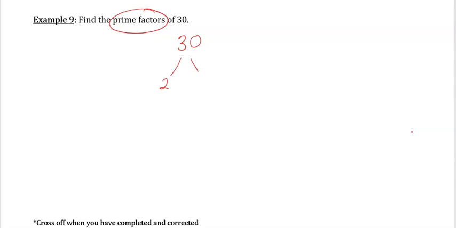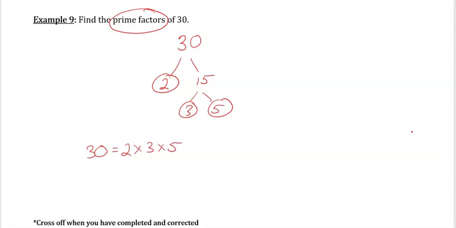I know that 2 times 15 gives me 30. So I have the factors of 2 and 15. Now 2 is a prime number, so that's pretty cool. I know that I'm not going to have to do anything with that. I don't have to do 1 times 2 because 1, of course, is a special number. Now 15 is not a prime number. It's a composite of 3 and 5. So the prime factors of 30 are, and I'll do this in ascending order, 2 times 3 times 5.